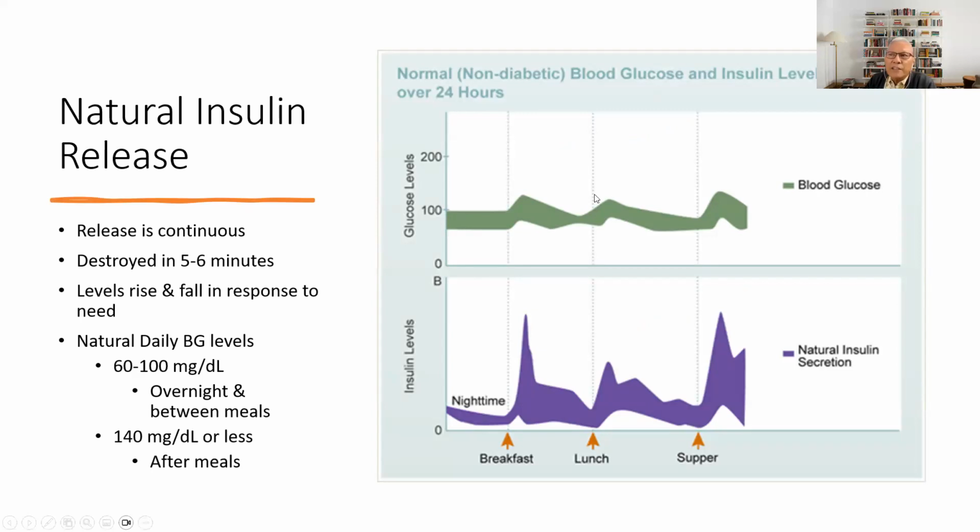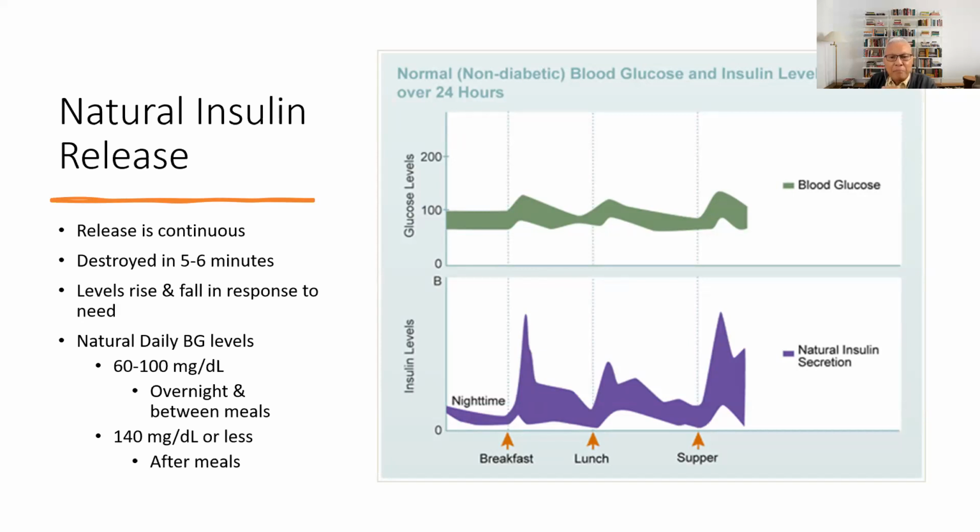So let's take a look at how insulin is naturally released by the body. Insulin is continuously released from the pancreas into the bloodstream. Once released, it is quickly destroyed within 5 to 6 minutes, and the effect on cells may last an hour or 1.5 hours. When your body needs more insulin, the blood levels quickly rise, and the converse is true: when you need less, the levels rapidly fall.